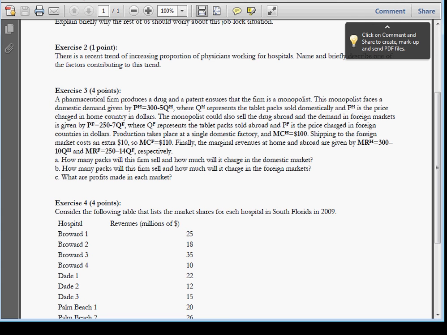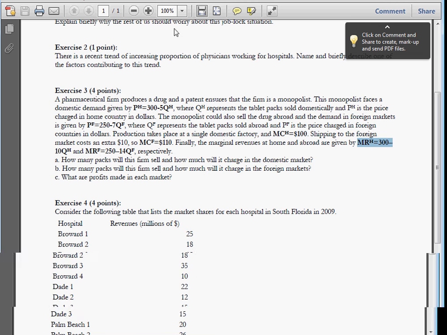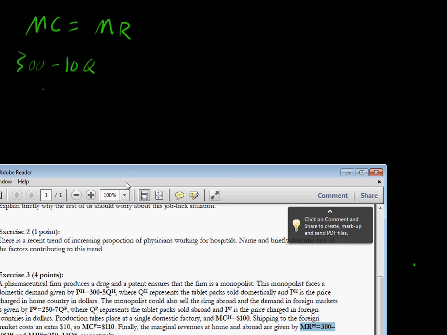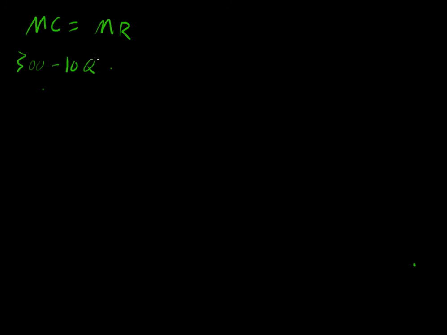Okay, so now let's get the equations down. We're looking at the home country domestically, so we want to first look at the marginal revenue equation. Marginal revenue in the home country equals this number, 300 minus 10Q. So let's put that here: 300 minus 10Q. Now in the second equation, we want to grab the marginal cost in the home country, which is just equal to 100. So basically here, let's just say this is equal to 100.